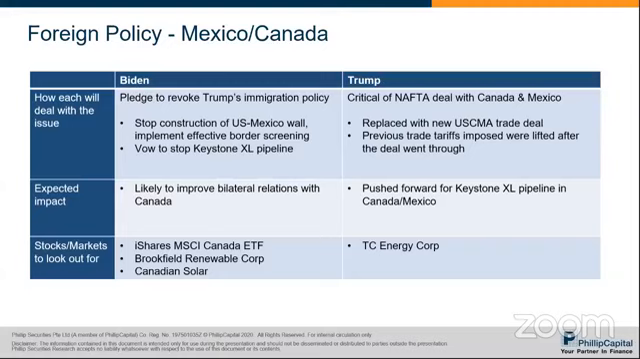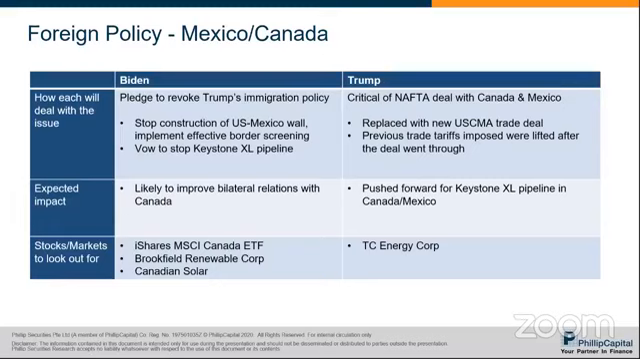Likewise, counters to look out for will also include renewable energy with exposure to Canada, like Canadian Solar and Brookfield Renewable Corp. Why those counters with exposure to Canada? Because Biden's view is more in line with Canada's view towards a more renewable or clean energy world.